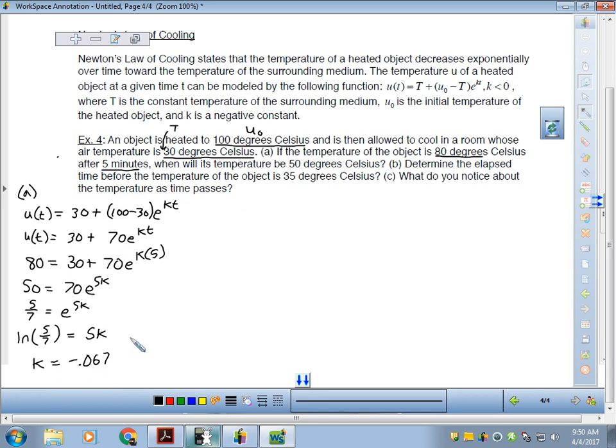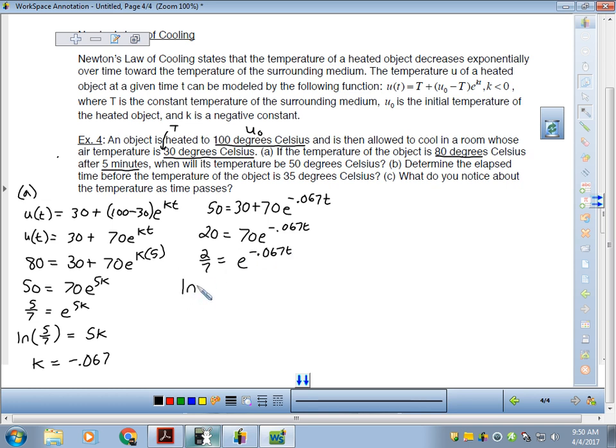Alright, so now we have that. Next, it asks us, when is the temperature going to be 50? So we're going to fill in 50 for our temperature now. 50 equals 30 plus 70 e, and now we know the k is negative 0.067. But we don't know the t because they're asking us when. They're asking us to find time. So subtract 30 across. 50 minus 30 is 20 equals 70 e to the negative 0.067t. Divide the 70 across. 20 divided by 70 is the same thing as 2 over 7 equals e to the negative 0.067t.